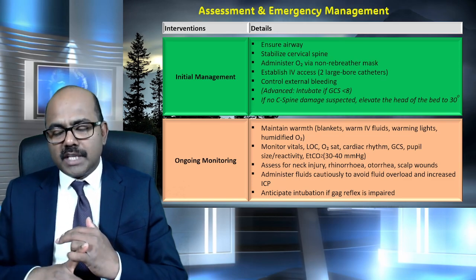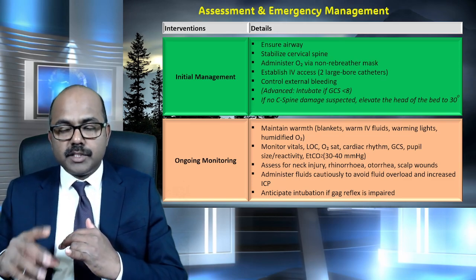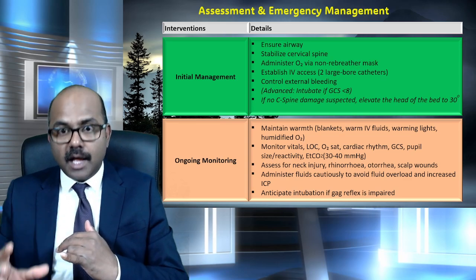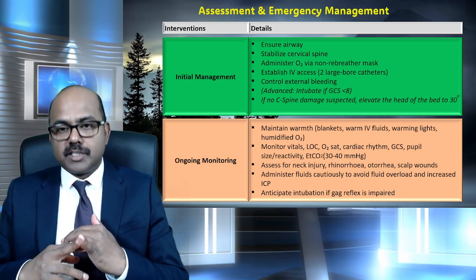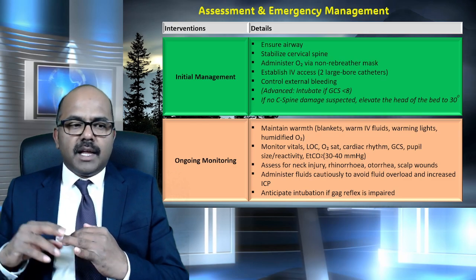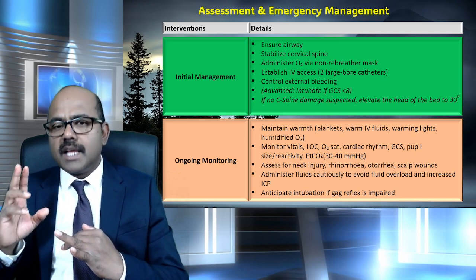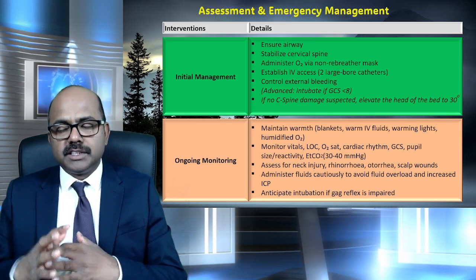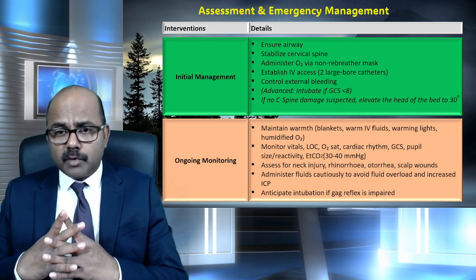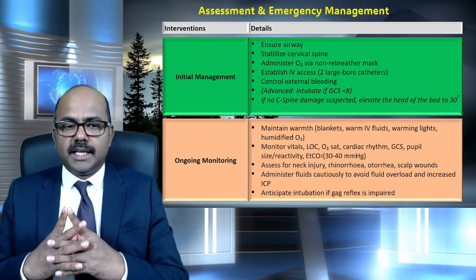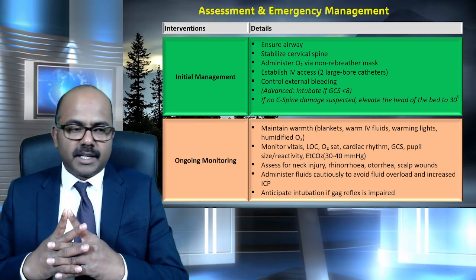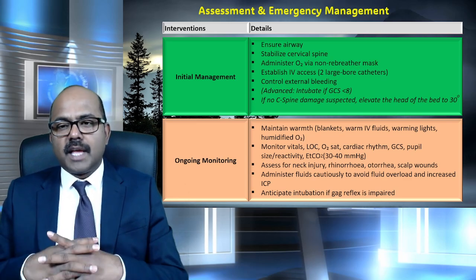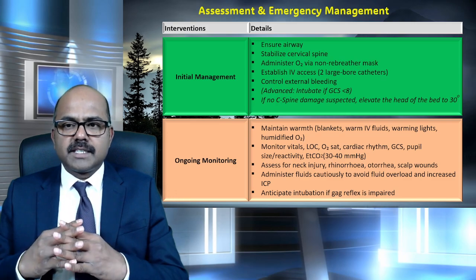Look at the O2 saturation, because we need to keep the saturation high to make sure the brain is not starving for oxygen. And look at the pupils and GCS level constantly, because any change in the GCS or any change in the pupil reaction indicates increasing ICP. That means a worsening head injury mechanism. So we need to act fast, and so keep an eye on that.